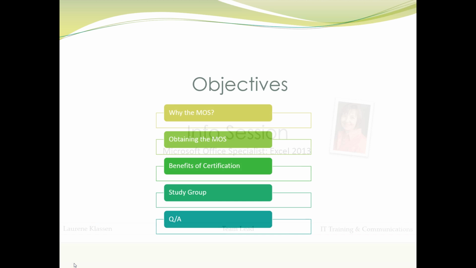Really quickly, in the short time that we have, I want to talk about what we're going to be covering. Our objectives: we're going to talk about why we're offering the Microsoft Office Specialist Study Group for the certification. It is a certification through Microsoft. The MOS stands for Microsoft Office Specialist. I'll talk about how to obtain that and some benefits of being certified in Excel.